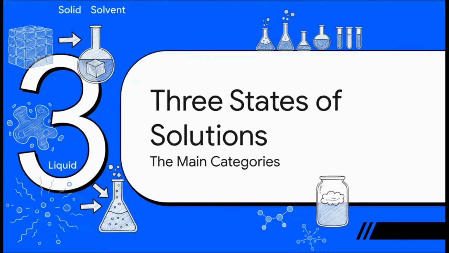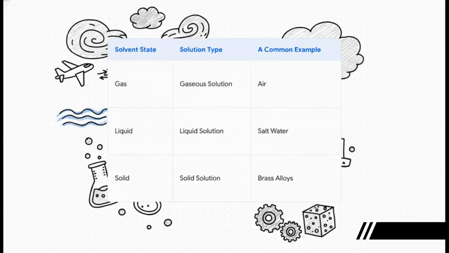Simple as that. So if we use that one rule, we can actually classify every solution into one of three big categories, all based on what state the solvent is in. It makes everything so much easier to organize in your head. And this table just lays it all out for us. If your solvent is a gas, you get a gaseous solution. Think of the air around us. If the solvent is a liquid, you get a liquid solution, like our good old friend salt water. And if your solvent is a solid, you get a solid solution, like brass. Pretty cool, right? Now let's dig into some more examples.